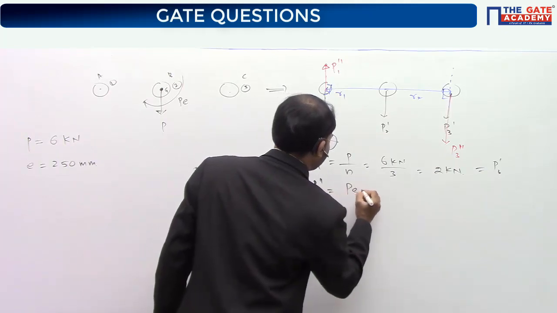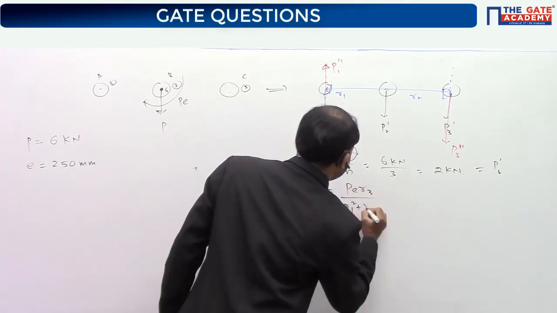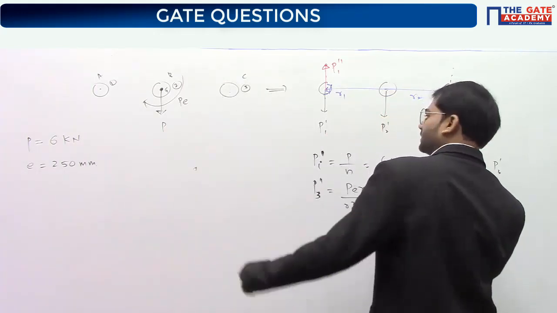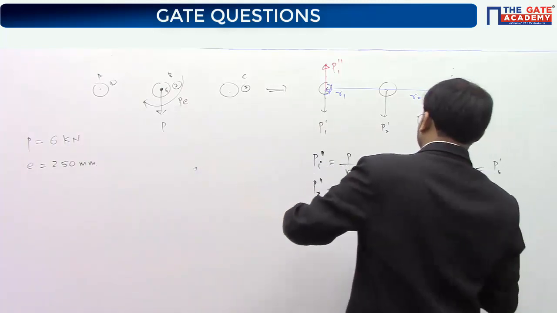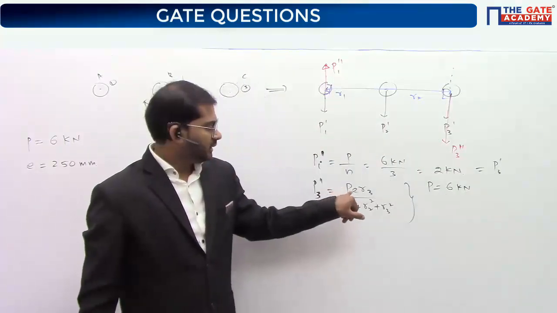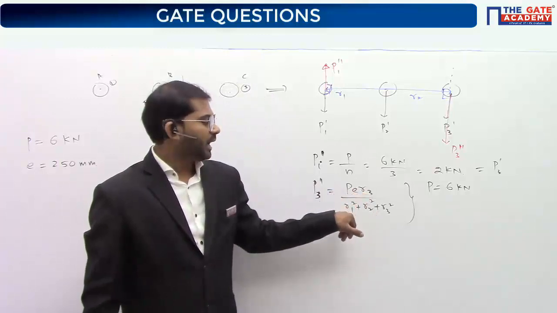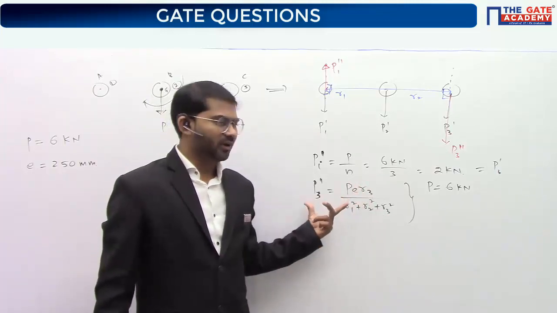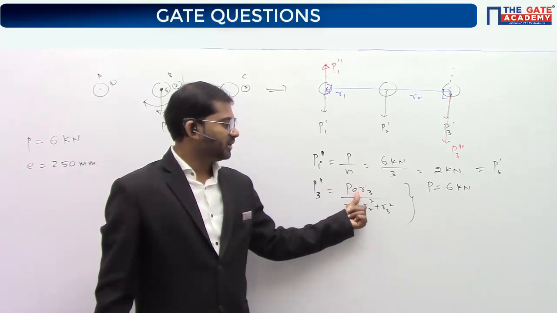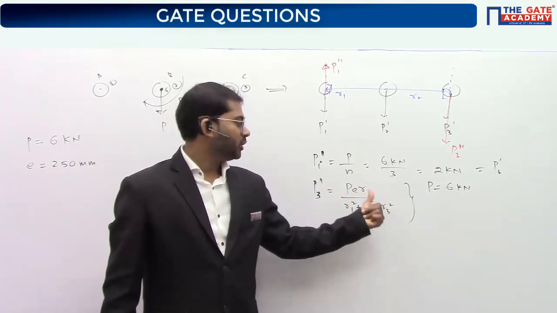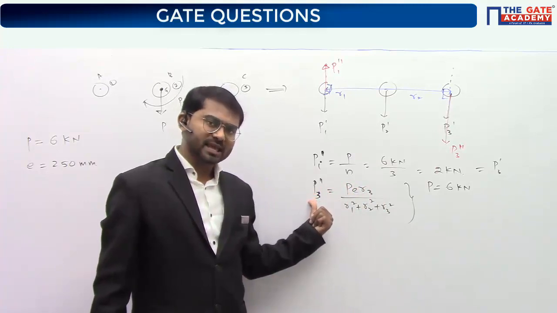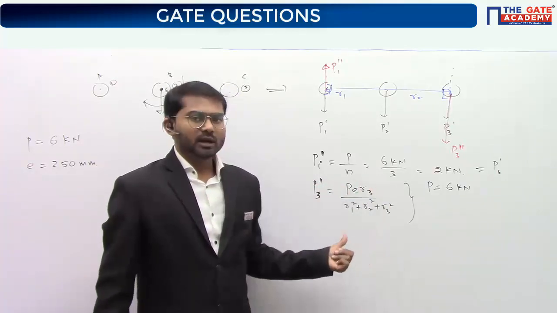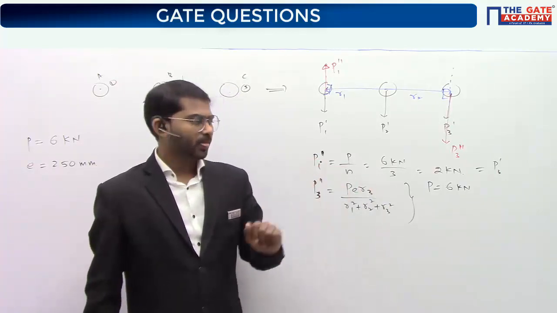This is equal to, by the formula, P e R3 divided by R1 square plus R2 square plus R3 square. Taking the data, load P is given as 6 kilonewton. I am taking the load P in kilonewton, and e, R1, R2, R3 in millimeters. So you will get the net value in kilonewtons only, because millimeter and millimeter square will get cancelled out. You will get P3 double dash in the same units as P itself. Clear? So you don't need to convert units to SI units.